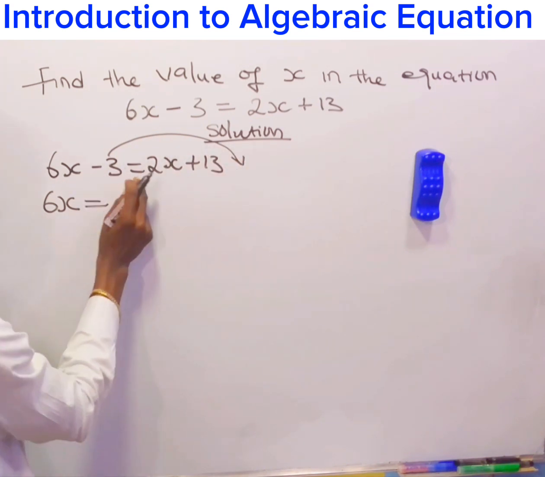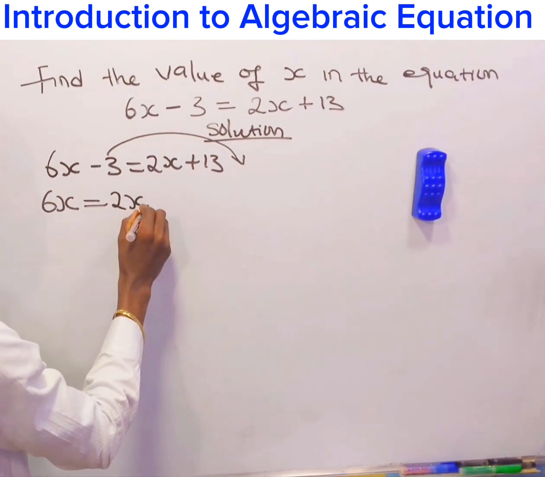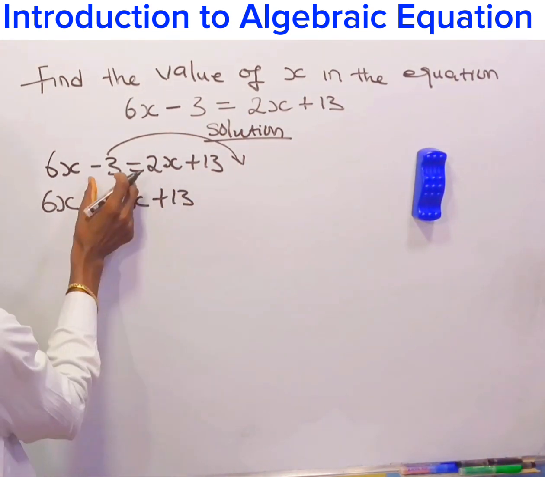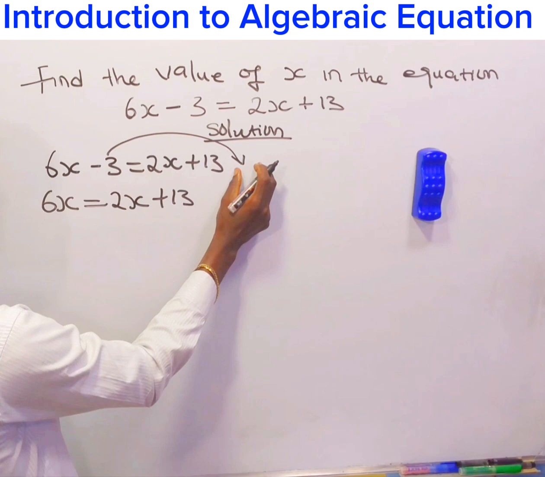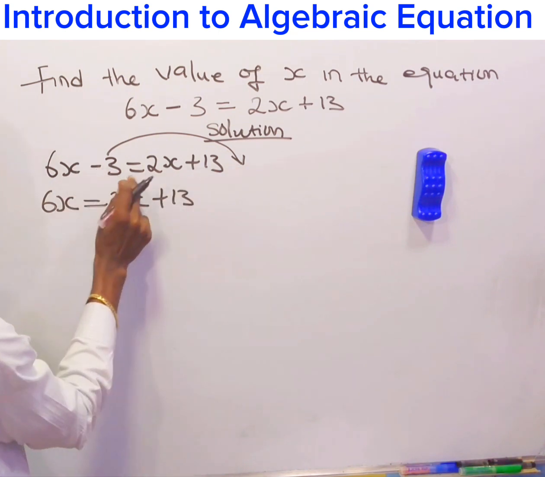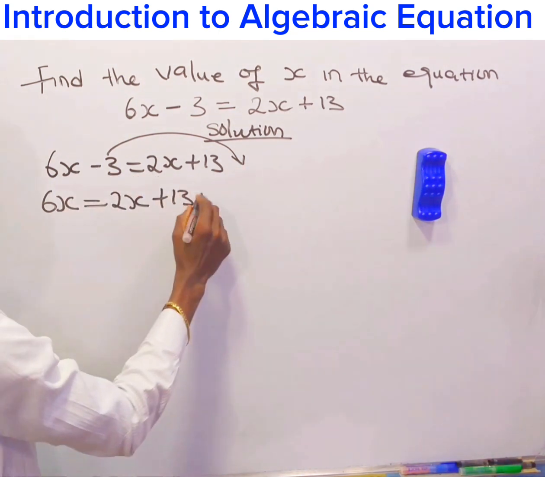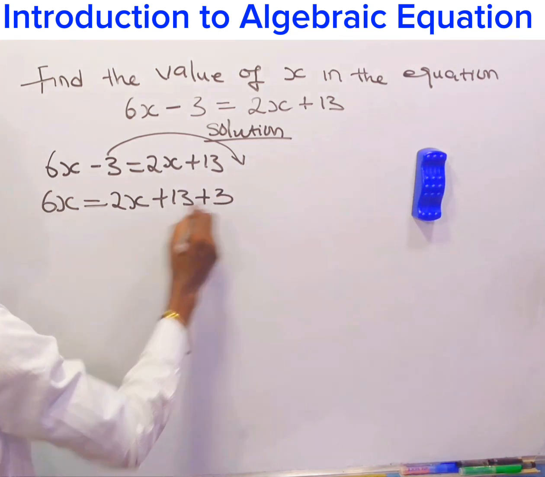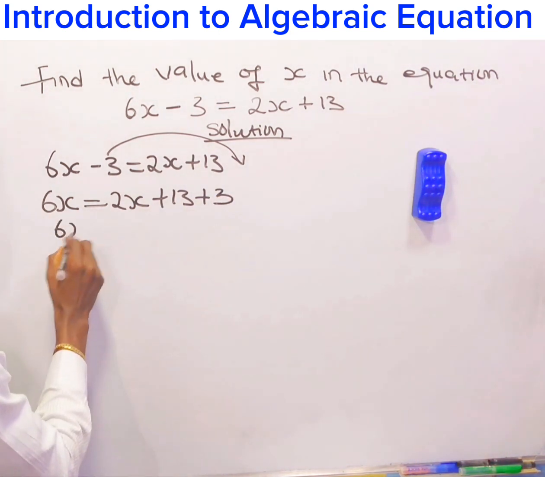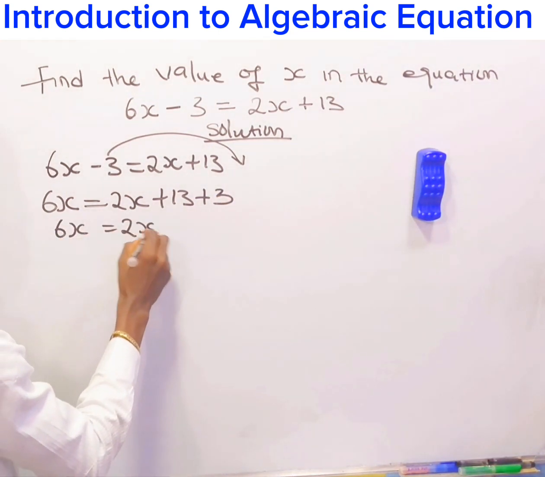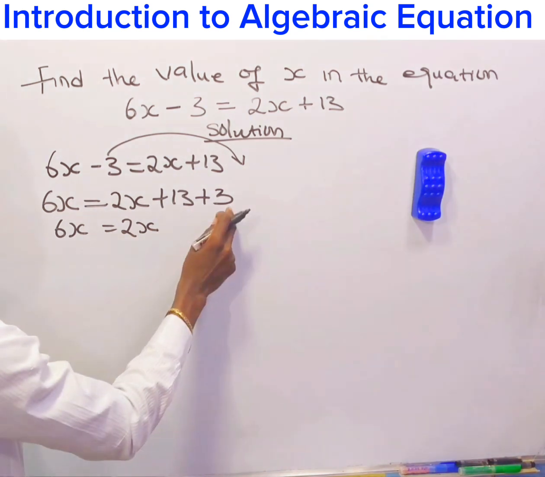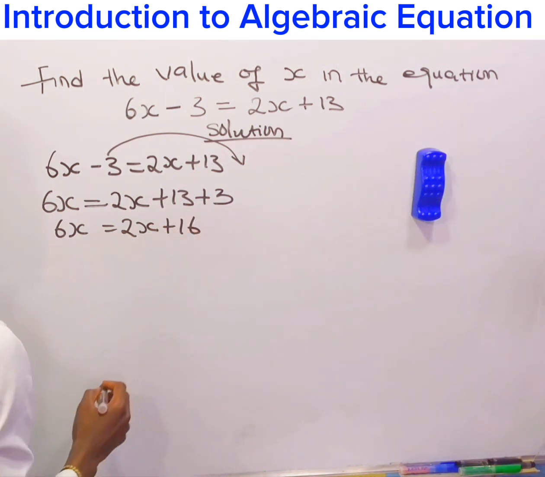We only have equal to 2x plus 13. Now, negative 3 will come behind 13. The negative sign will cross the equal sign to become positive 3. That gives us 6x to be equal to 2x, 13 plus 3, which is 16.